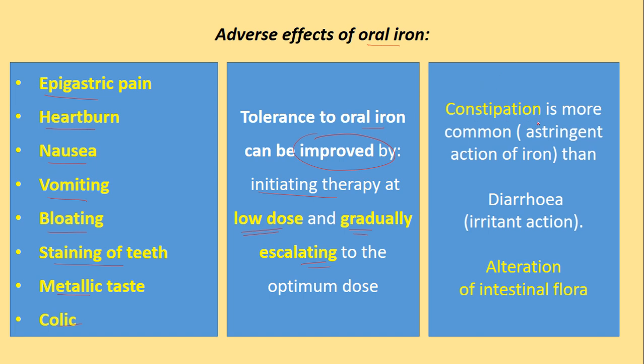So constipation is more common because of their astringent action than the diarrhea. Diarrhea can also be produced by iron because of their irritant nature, but constipation is more common. It is mainly due to the alteration in the intestinal flora.